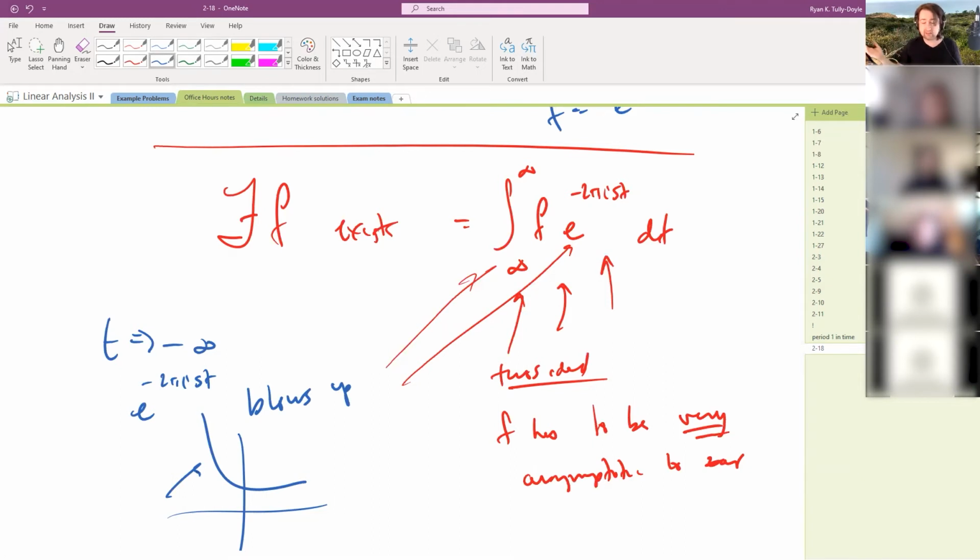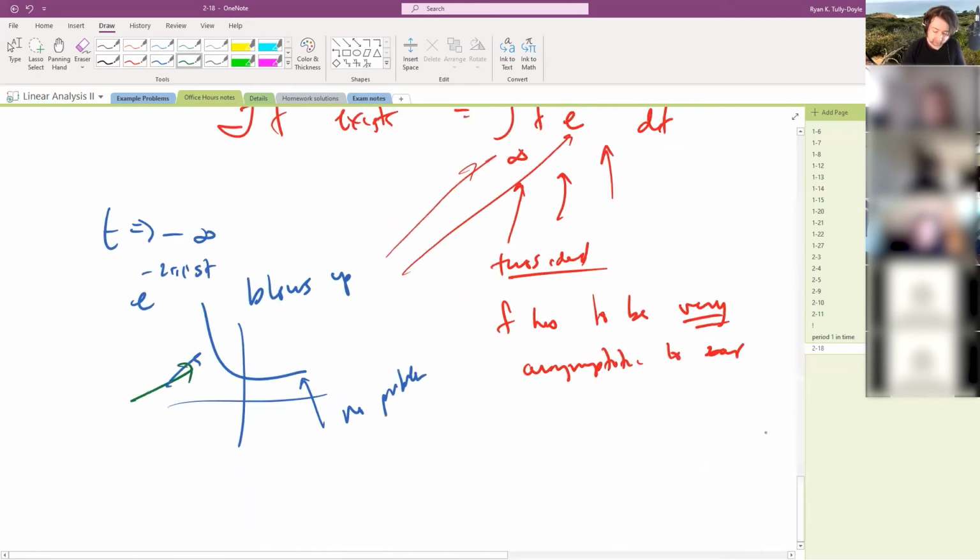To the right, it's not a big deal, because f is tending to 0 and the exponential is tending to 0 also, so they just agree and crush to 0. So over here, there's no problem. But the fact that the Fourier transform exists is going to force f to counteract this.